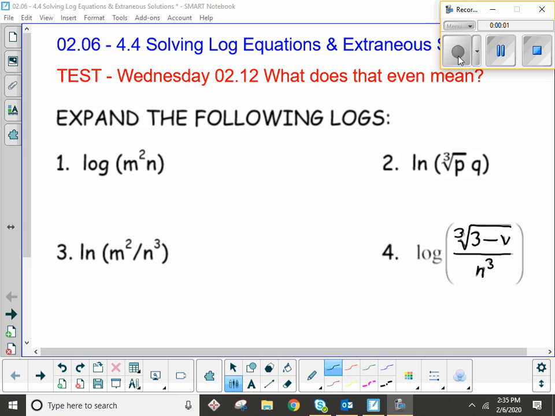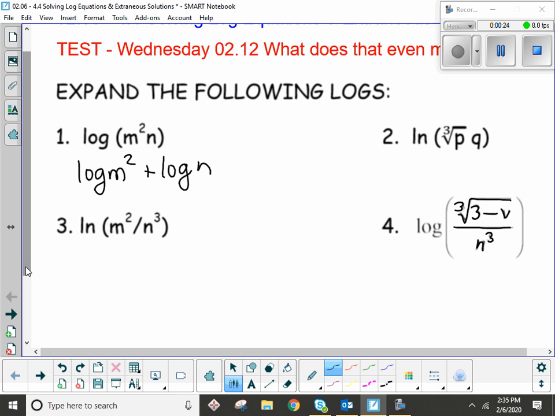So our goal was to expand using our property from 2 days ago. We're using those same properties from yesterday's lesson. And number 1, did you expand it using addition or subtraction? Addition, right? Because it's a multiplication that's going on inside there. So this becomes log m squared plus log of n.